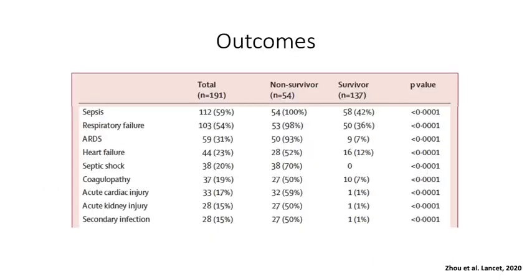So what are the other outcomes associated with COVID-19? And I include this to mainly emphasize that this is primarily an infectious and respiratory illness. There are cardiovascular manifestations, but this is primarily an infectious and respiratory illness. So 59% of patients have sepsis, 54% have respiratory failure, and 31% have ARDS. Heart failure occurs in 23%. Septic shock, which is the predominant form of shock, occurs in 20%. And then there's coagulopathy, acute cardiac injury, kidney injury, and secondary infection, which also occur in those patients.